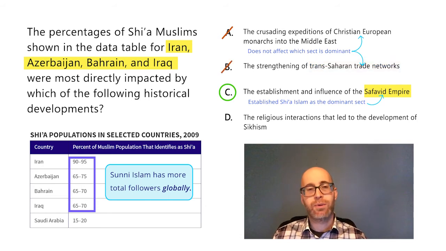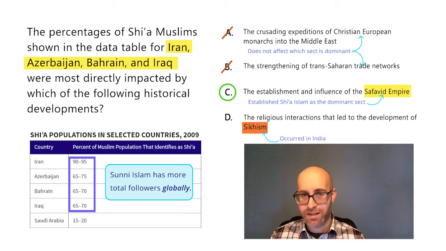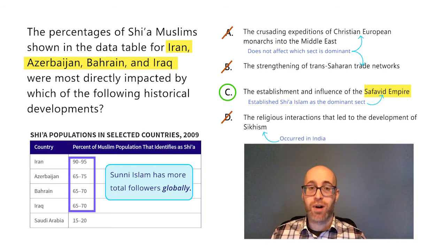Now, choice D was perhaps a very tempting distractor answer choice. The problem is that Sikhism emerged as the result of interactions between Hinduism and Islam in India, so it was the wrong place. And you could cross off choice D, eventually grabbing choice C by process of elimination.